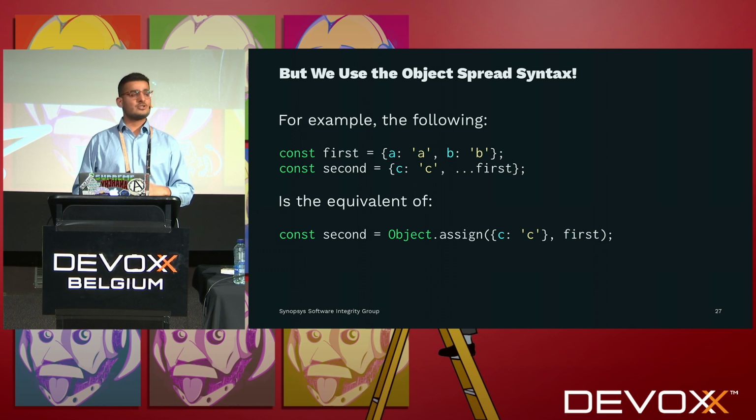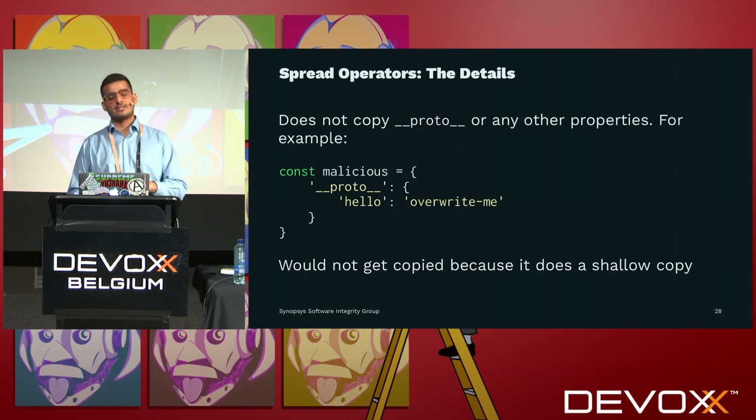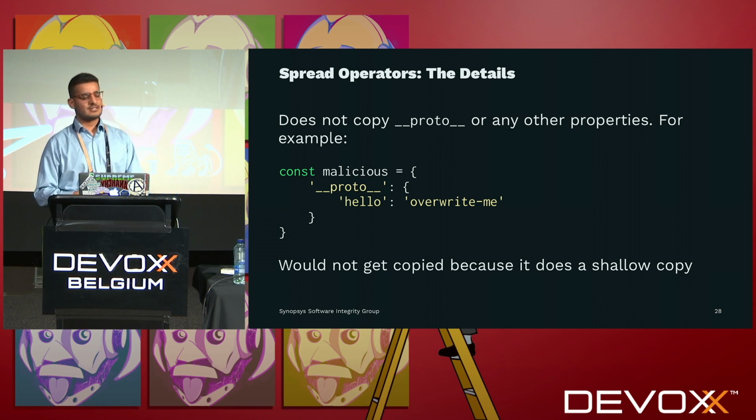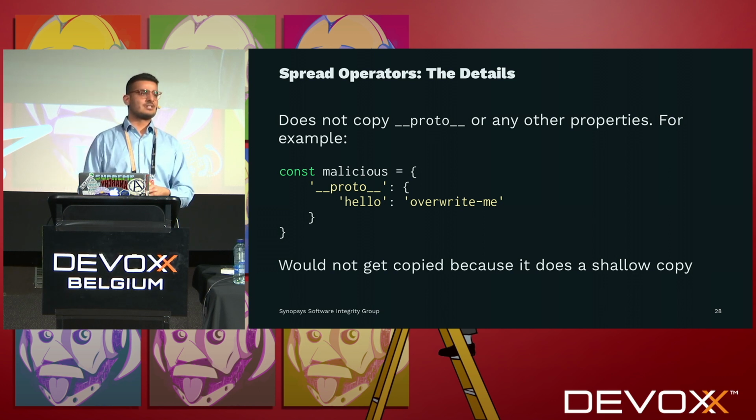And so you might say, okay, I'm not going to be vulnerable to this. I'm using object spread syntax. And so the difference here is that it doesn't take the underlying prototype or any other properties. For example, if you try and do something like this, it would not get copied because it only does what's called a shallow copy.